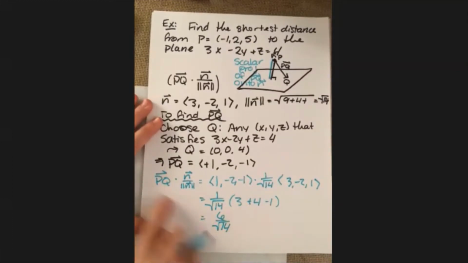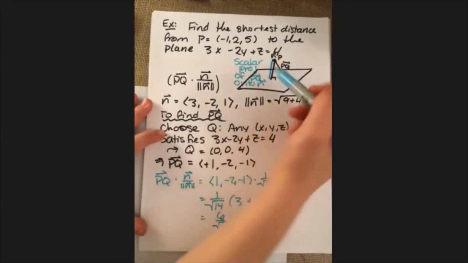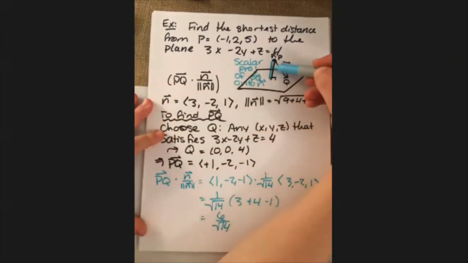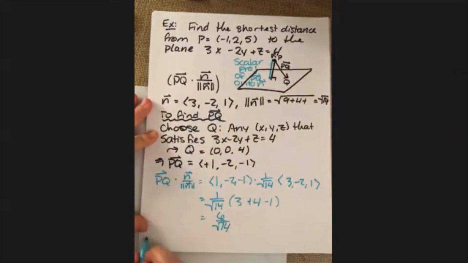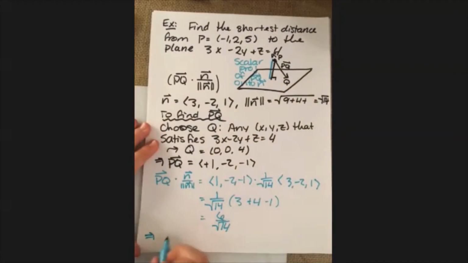So since this is the scalar projection of PQ onto the normal vector, which gives us the length of this leg right here, this is our distance.